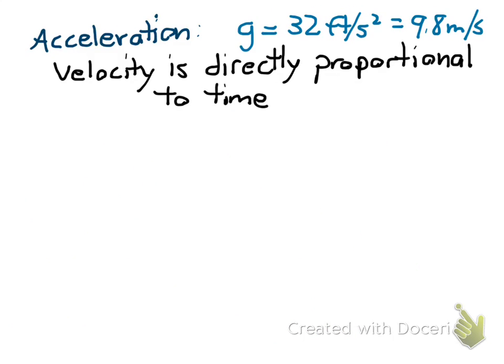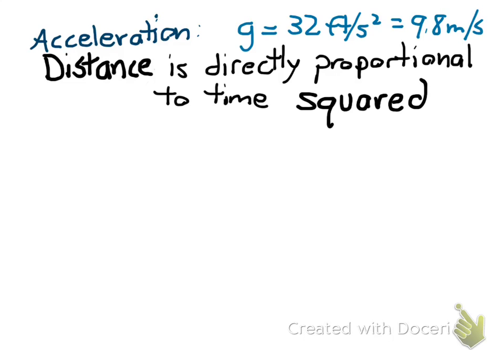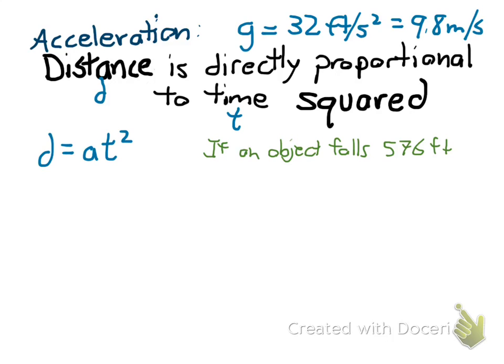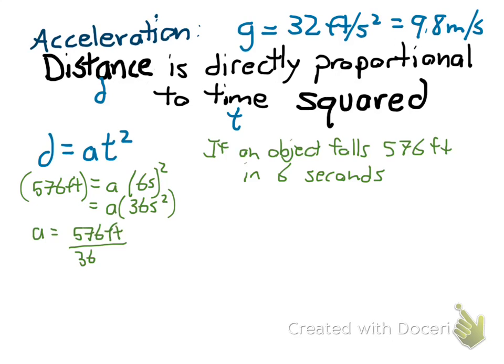So if acceleration can be derived from the fact that velocity is directly proportional to time, we can then apply that to the concept of the distance something travels. Since it's directly proportional to time squared, we can write this also as a proportionality. D equals AT squared. So again, we can find this constant of proportionality by looking at an example of something falling. So we measure it falls 576 feet in 6 seconds. We can use that to calculate the constant of proportionality in this case.